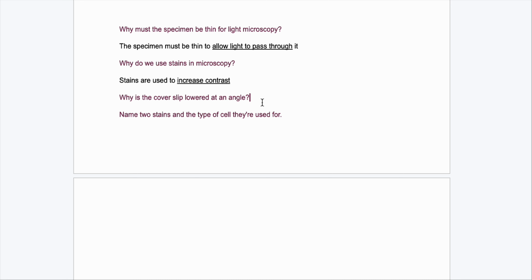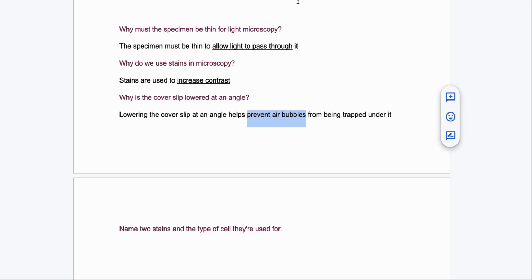Do you get what I mean? It's going to change the view of the cell. So we need to prevent the air bubbles, and that is why we use it. That's why we lower it at an angle, to prevent the air bubbles, because air bubbles are bad. They're going to ruin the view through the microscope. So the answer to this would be lowering the cover slip at an angle helps prevent air bubbles from being trapped under it. Prevent air bubbles is the key word here.